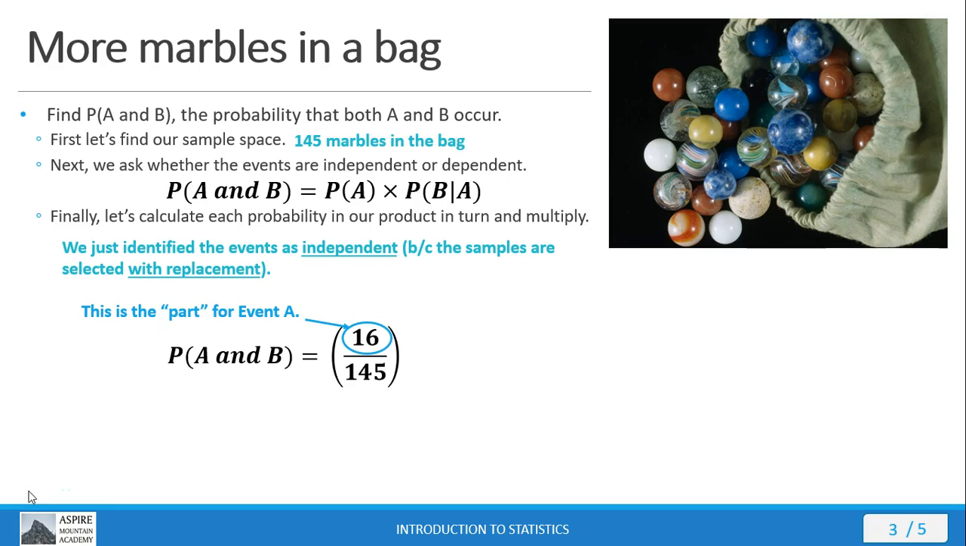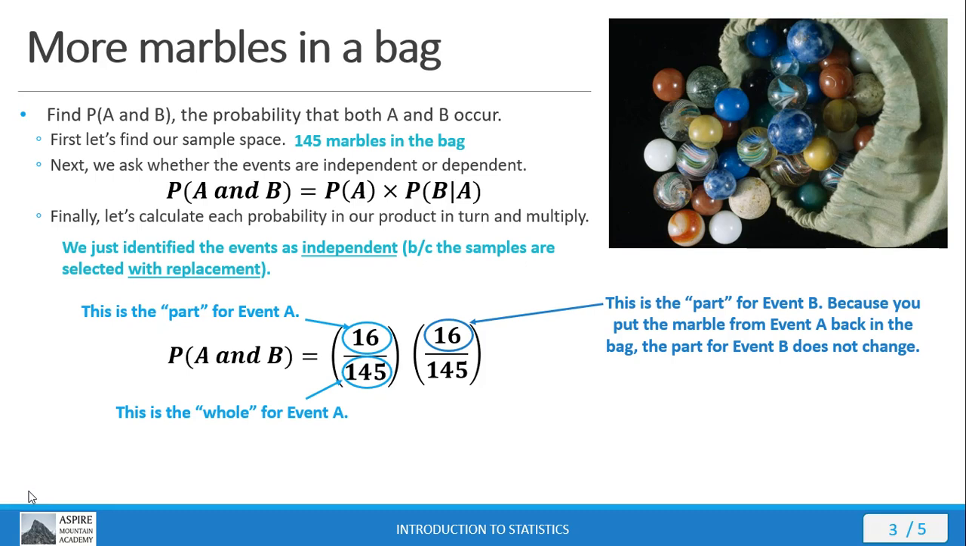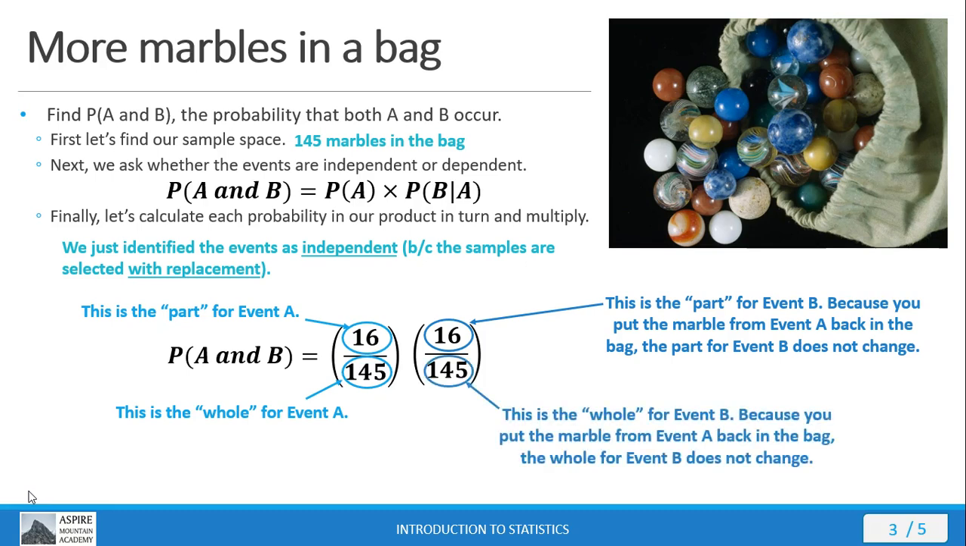Now we look at the part and the whole for event A, and then calculate the probability of event B. Because we're replacing the marble, notice we have 16 for the part and 145 for the whole. We put the marble back in the bag, so the numbers we're using to calculate the event don't change. This 16 is the part for event B because we put the marble back, and likewise the whole is the same. When we multiply this out, we get our probability, which is 1.22%.